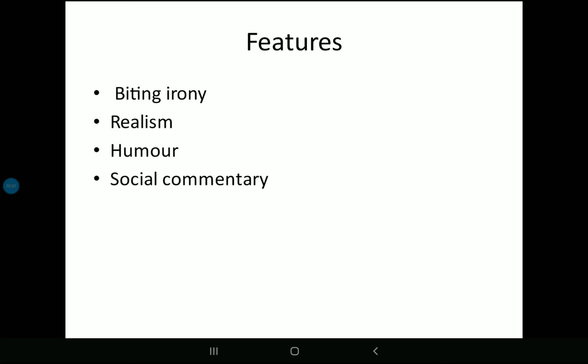So even in the opening line of Pride and Prejudice, you will find there is a biting irony actually. It is universally acknowledged that a man with a good fortune must be in want of a wife. So it is the opening line, and that line represents the reality also. If we read Pride and Prejudice carefully, then we'll find humor is one of the essential features of Pride and Prejudice, and social commentary is also there. You will find the descriptions of balls or parties where people are interacting with each other. So this is also a very common feature.